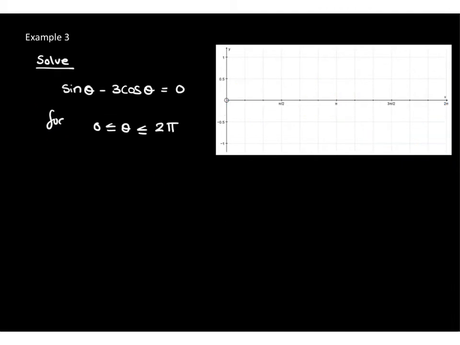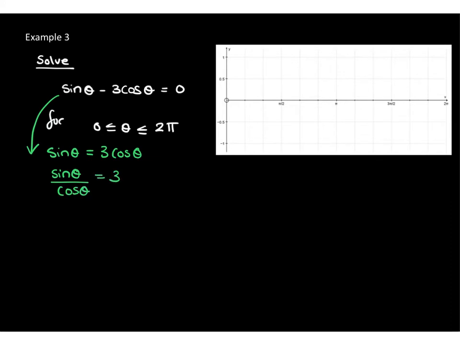So let's take a look at example 3, another favourite of mine because people make some really silly mistakes on this. Sine theta minus 3 cos theta equals 0. Now, those of you who've done a lot of practice here will recognise this. You need to rearrange it. So sine theta equals 3 cos theta. And then remember, you can divide by cos theta because you're not getting rid of it. It's not vanishing. It's here in the denominator on the left-hand side.